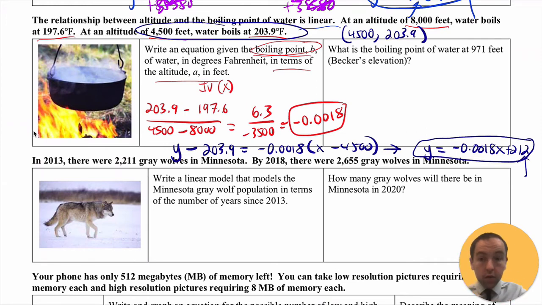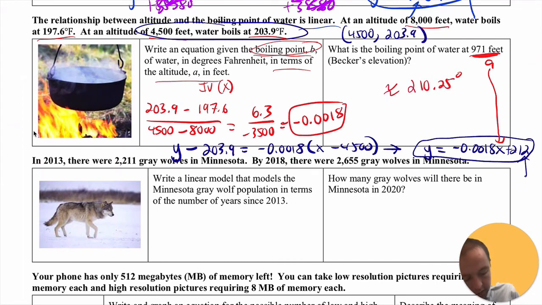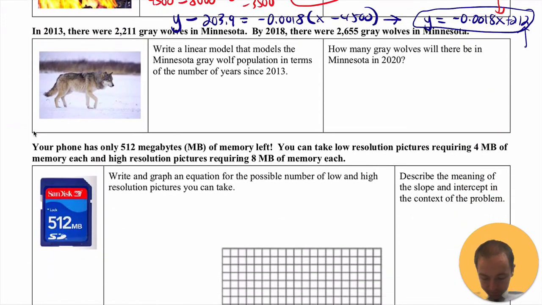And then that second question is asking what is the boiling point of water at 971 feet. That's given as your altitude A, which is the x variable that we have going on here. So it's just a matter of substituting that in for x, since that's what x represents. If you plug that in, what we end up getting is about 210.25 degrees or so would be the boiling temperature at the height of Becker's elevation.